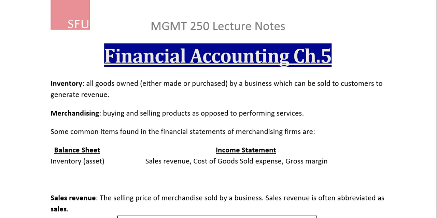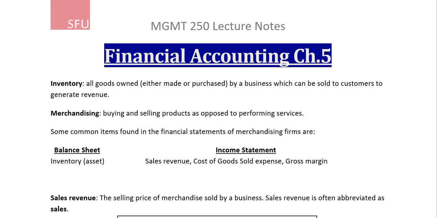So that brings us to our first definition for today. Inventory: all goods owned, either made or purchased by a business, which can be sold to customers to generate revenue. Merchandising: buying and selling products as opposed to performing services.